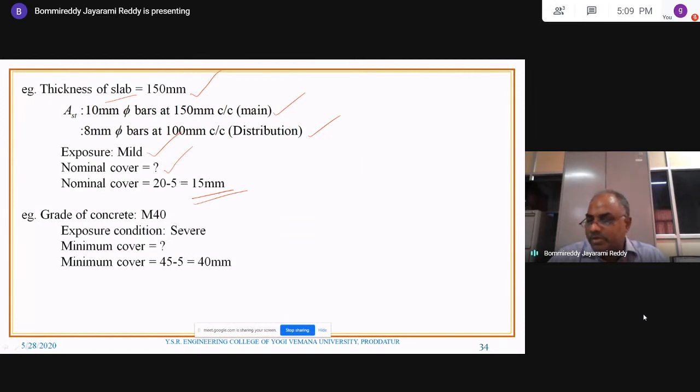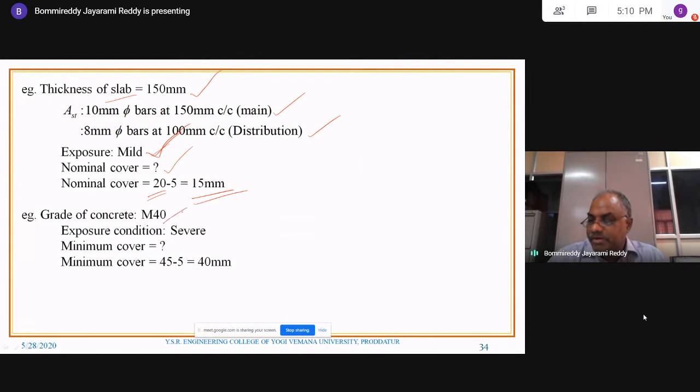This may sometimes be a confusing question, because for a slab everybody will say it is 20 mm, but it is not 20 mm. It depends on the type of exposure and the diameter of the bars to be used. If the diameter of the bar is 12 or less, the size of the member is this, and exposure is mild, then a 5 mm reduction can be allowed.